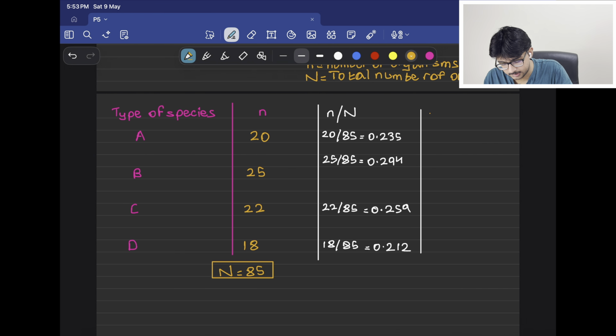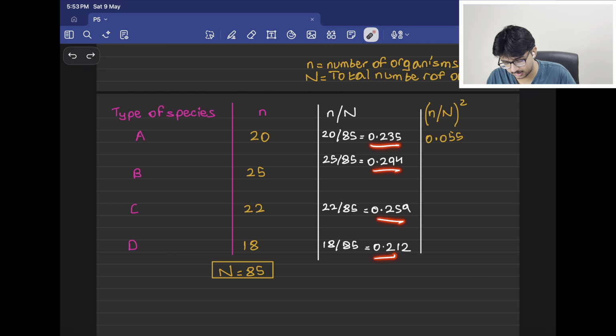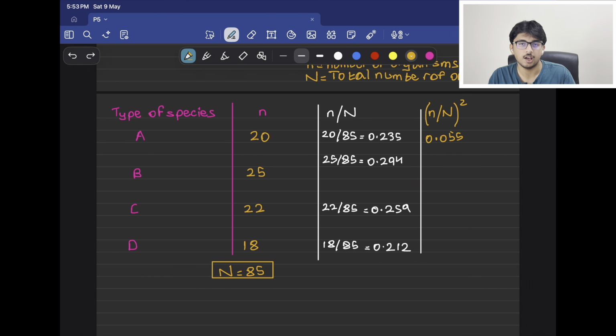So now what you have to do is n divided by capital N, what you did before, but just take the square of each value. So meaning 0.235, put that in the calculator and then square it. So this comes out to be, to three decimal places, 0.055. Make sure all of your significant figures, if you're looking at significant figures, they're consistent. If you're looking in terms of decimal places, make sure they are consistent as well. Meaning your first answer should not be to three and second answer should be to one decimal place. Make sure it's all to the same number of decimal places.